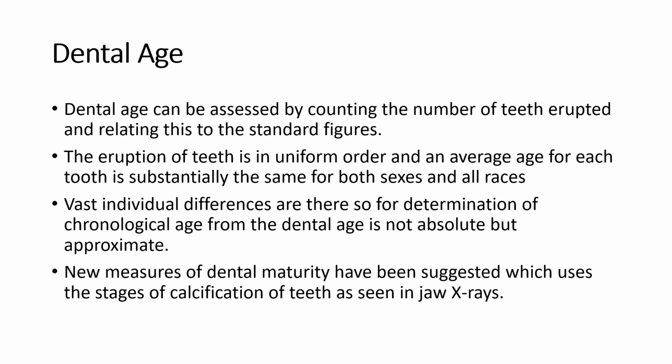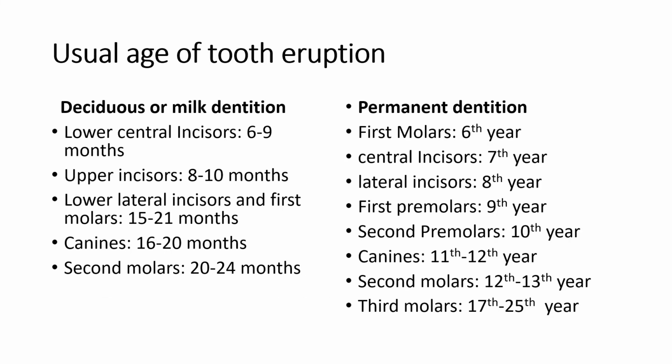New measures of dental maturity have been suggested, which use the stage of classification of teeth as seen in a jaw X-ray. In this dental age we are checking for the deciduous or milk dentition. We start from the lower central incisor, 6 to 9 months. All this has been recorded, so we are just checking when each appears if you want to calculate the age. The upper incisor, 8 to 10 months, the lower lateral incisor, and the first molar, 15 to 21 months, and the canines, 16 to 20 months, and the second molars, 20 to 24 months.